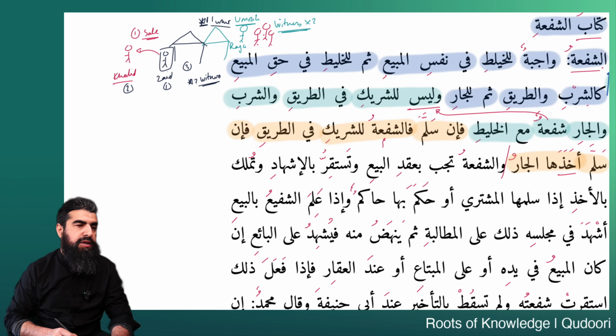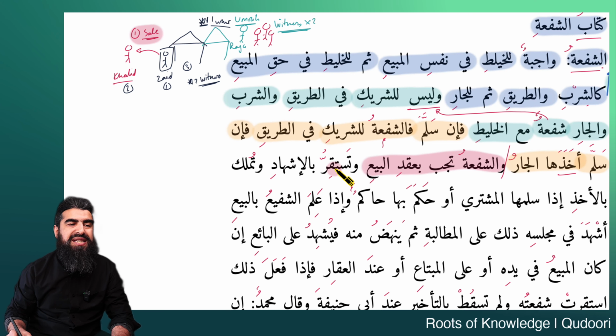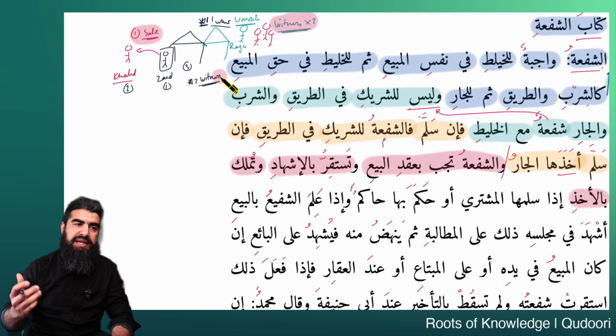All right, so let's have a look at this then. He says, وَالشُّفْعَةُ تَجِبُ, Shuf'a becomes necessary بِعَقْدِ الْبَيْعِ, there has to be a sale there. وَتَسْتَقِرُّ بِالْإِشْهَادِ, and it becomes firm with testimony. So two testimonies, which we're going to talk about. وَتُمْلَكُ بِالْأَخْذِ, and then it becomes owned by taking. So once he's won the case, he doesn't become the owner of it until he takes it.